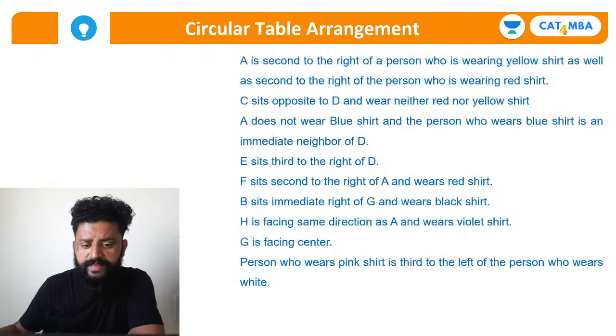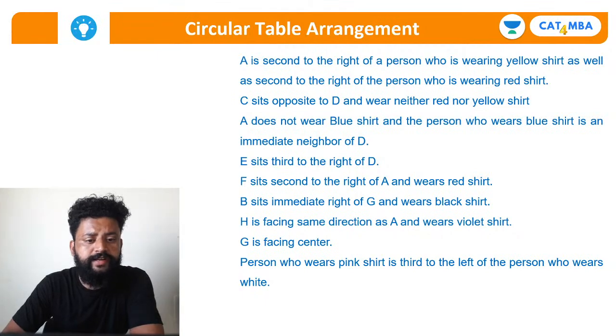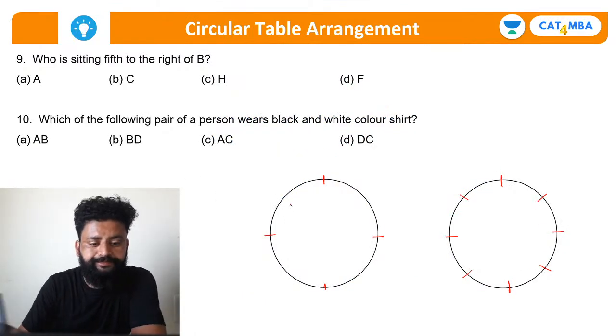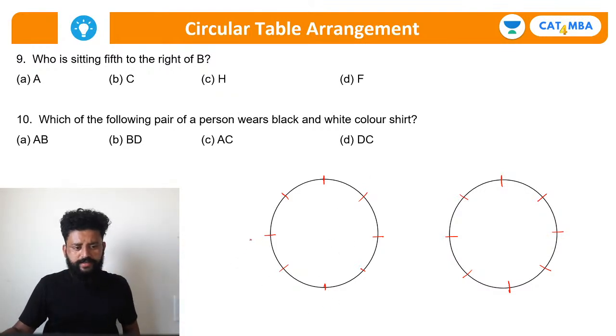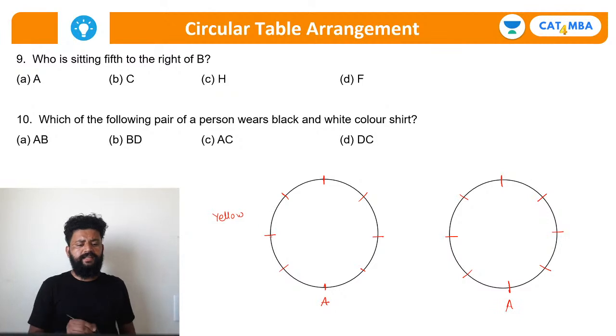Second to the right of the yellow shirt person, and also of the person who is wearing a red shirt, second to the right of both. Now let's have one possibility. Okay, let's say this person wears a yellow shirt. Let's try from here. Simply I'm getting A. We don't know the facing of A, but that is for sure.